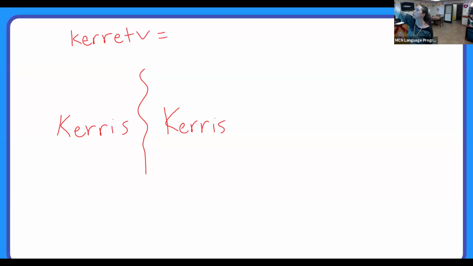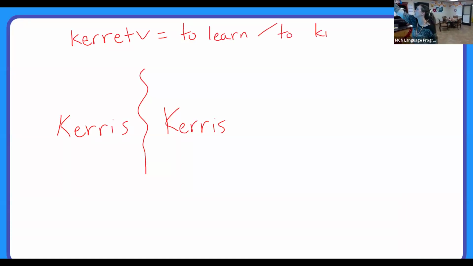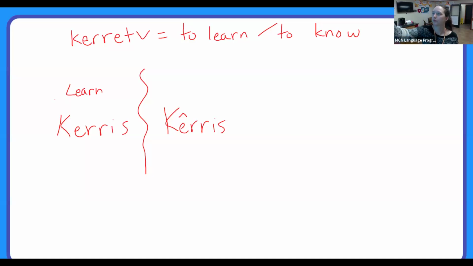Which means to learn / to know. And in English, to learn and to know are very different concepts, right? If you're learning something, you don't know it yet. If you know something, you're not learning it. You know what I mean? Well, it's because it's all about tone. This one has tone. So this one is to learn. And this one is to know.